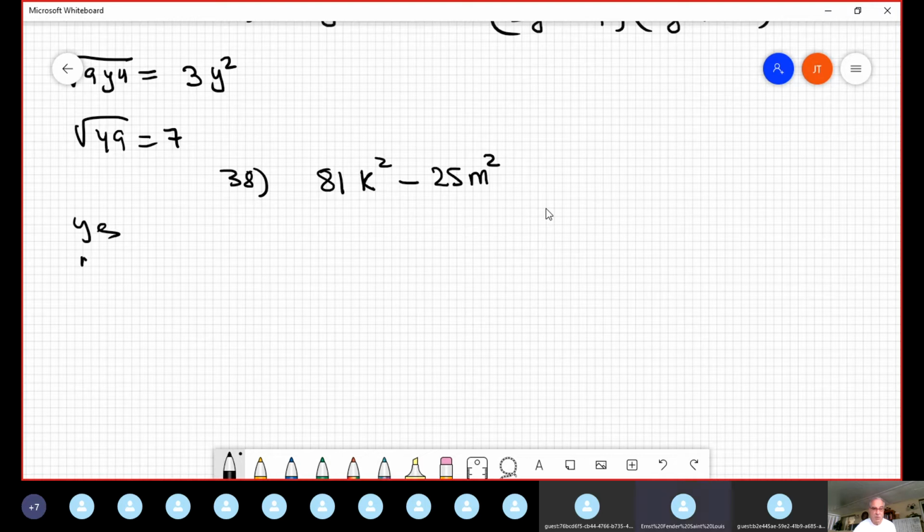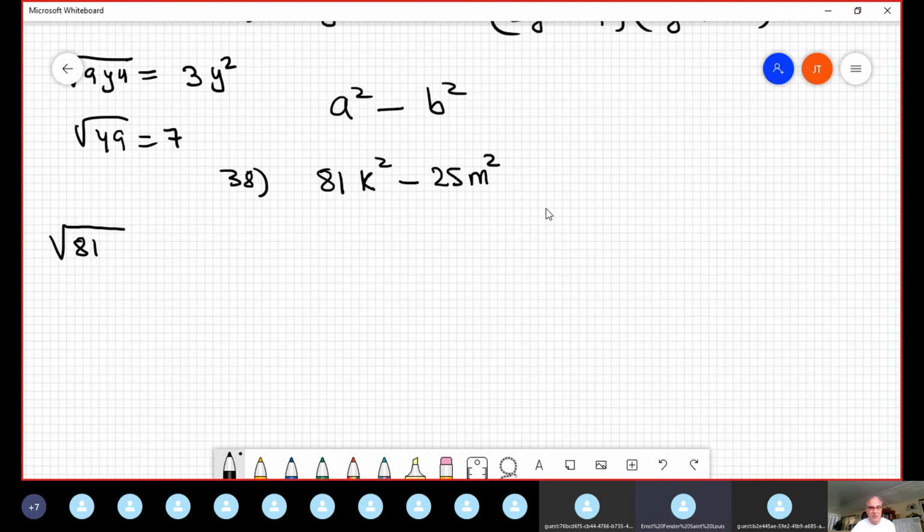My question was, is it a difference of squares or not? Yes, it is. Look, it's a binomial, a subtraction. Are 81 and 25 perfect square numbers or not?